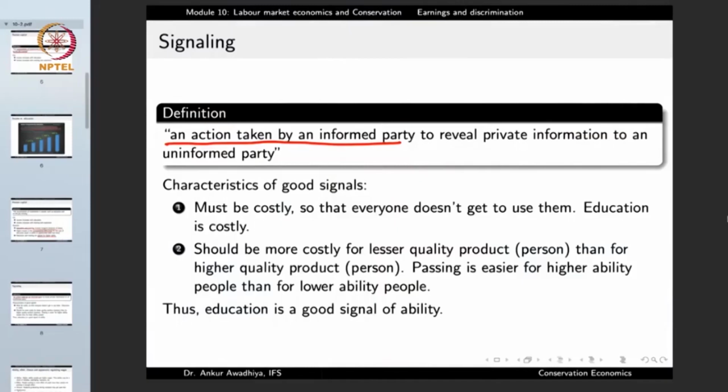It is an action taken by an informed party to reveal the private information to an uninformed party. So what will both of these people do? Suppose person 2 says, sir, I have a so and so degree from such and such institution. Then this is a signal that person 2 is providing. In that case, the employer finds it much easier to judge whether he should hire person 1 or person 2. Because the employer would think, okay, I have these two people and both of them are saying that they are the best person for the job.